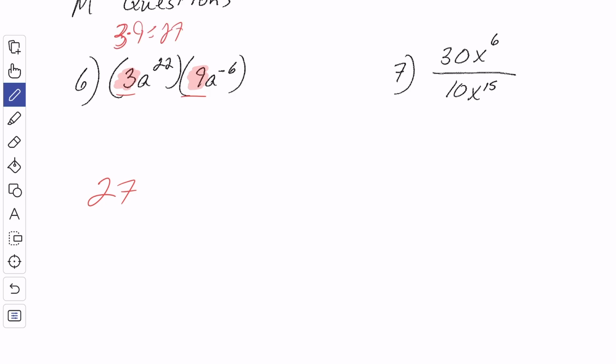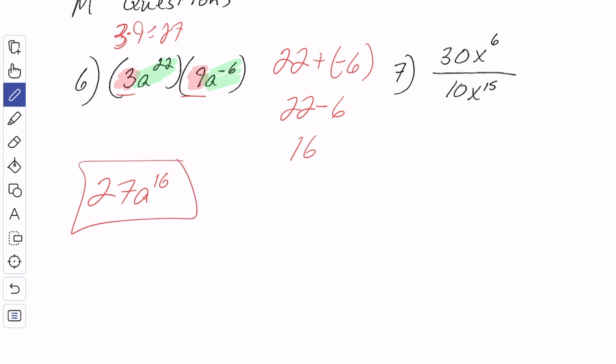All right, then we look at our a's and the powers, the bases, and we say, okay, well, this one has a power of 22, and this one has a power of -6. So since they're the same base, we know our rule is we add, and 22 plus -6 is the same as 22 minus 6, which is then going to give me 16. So this is 27a to the 16th power.